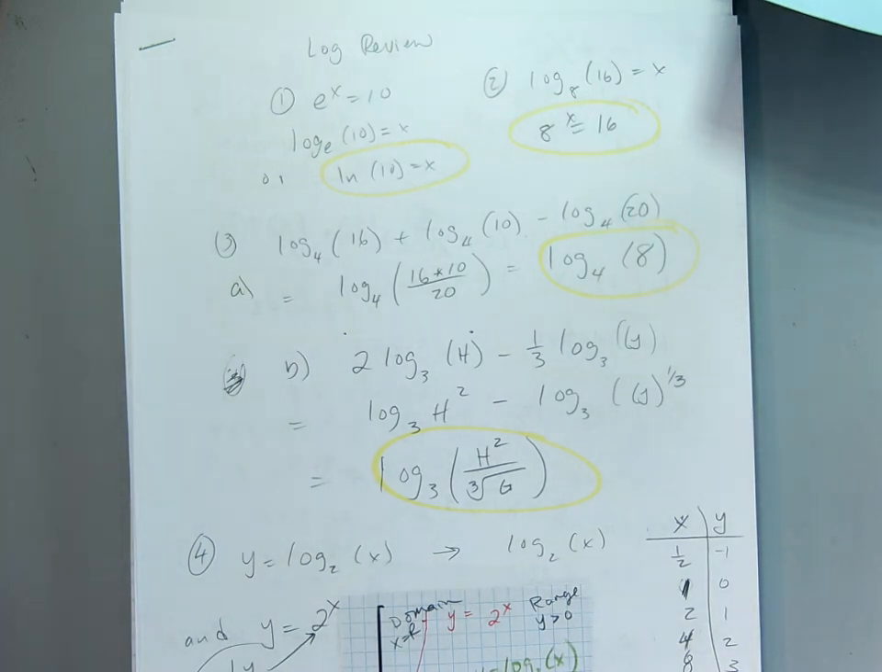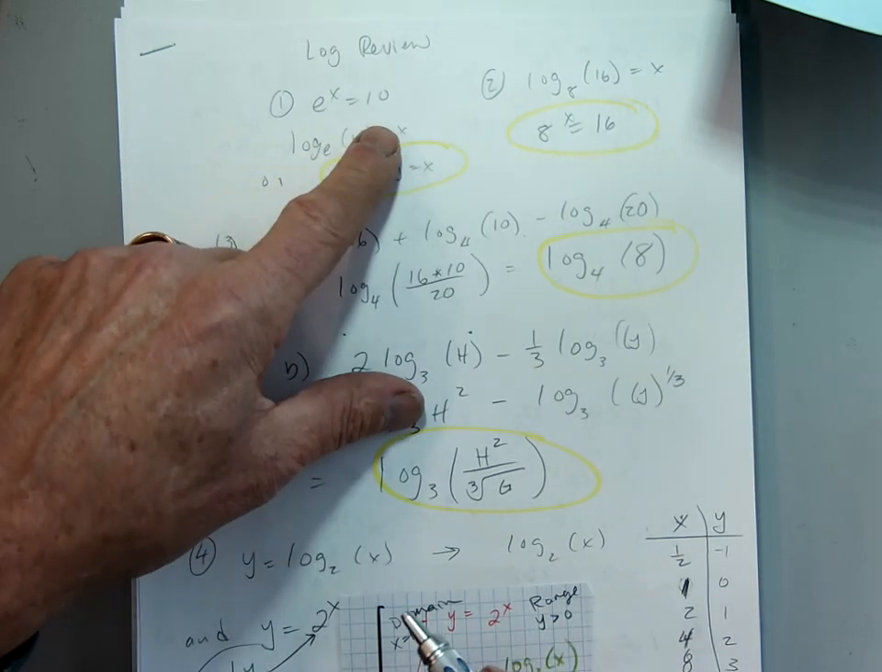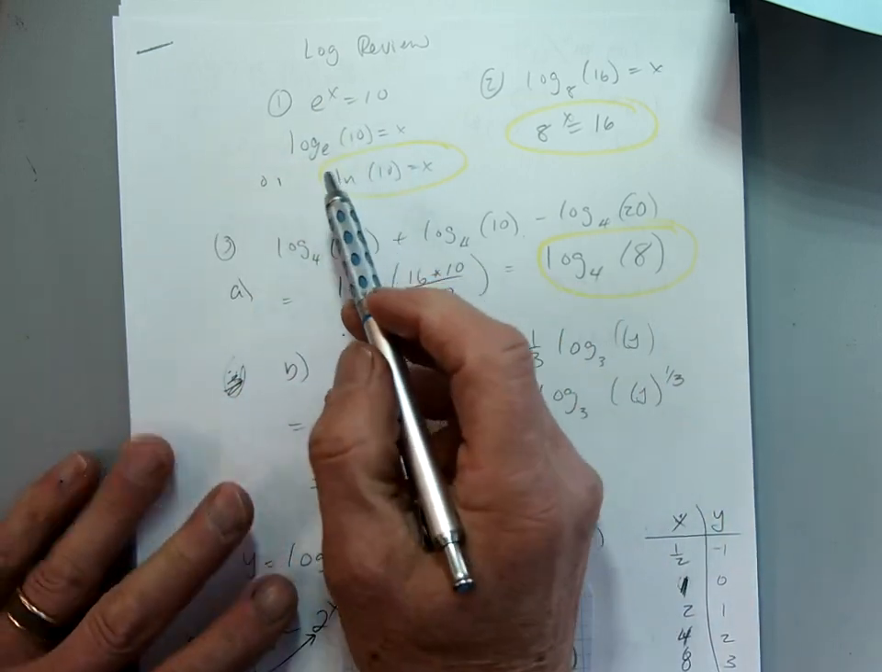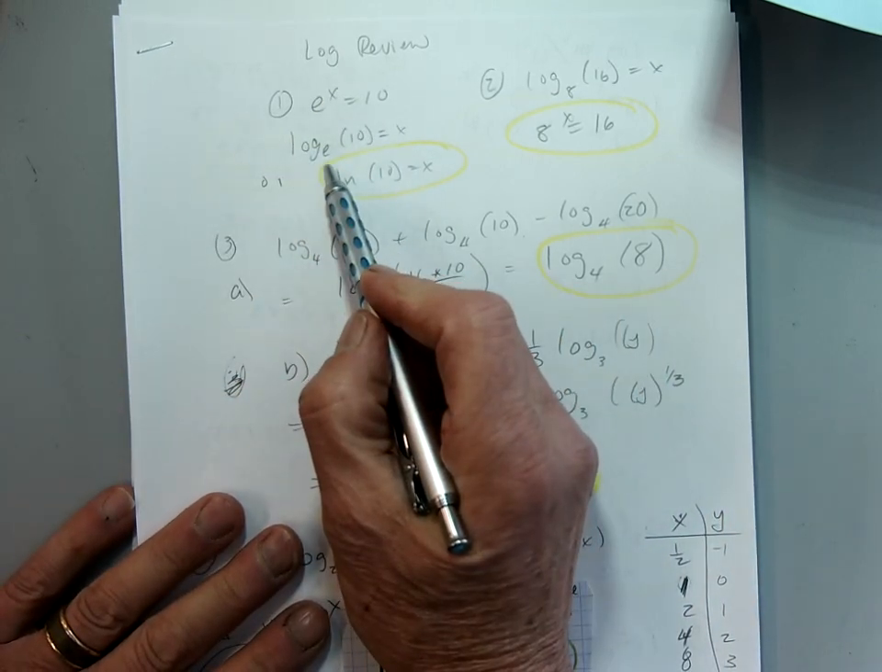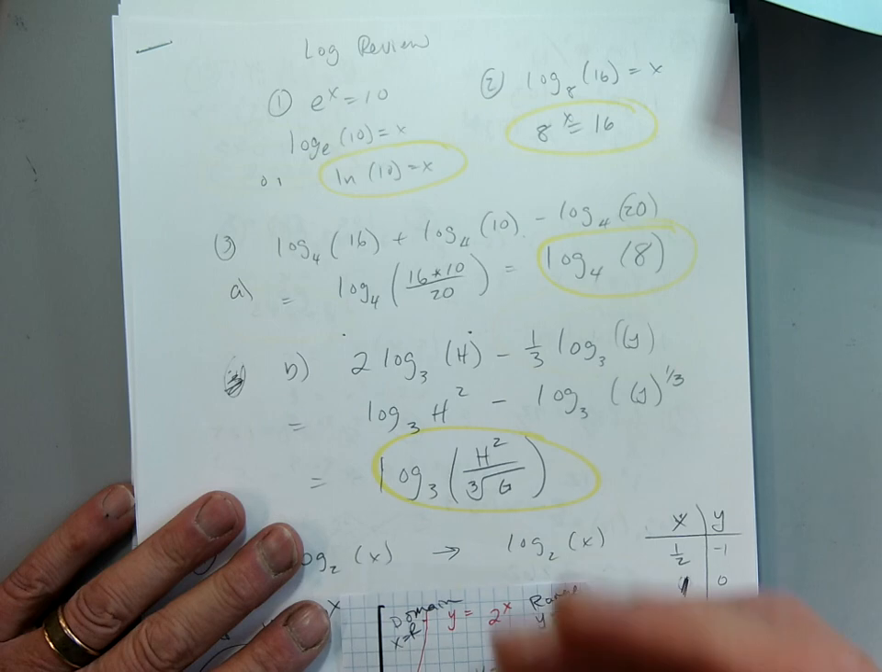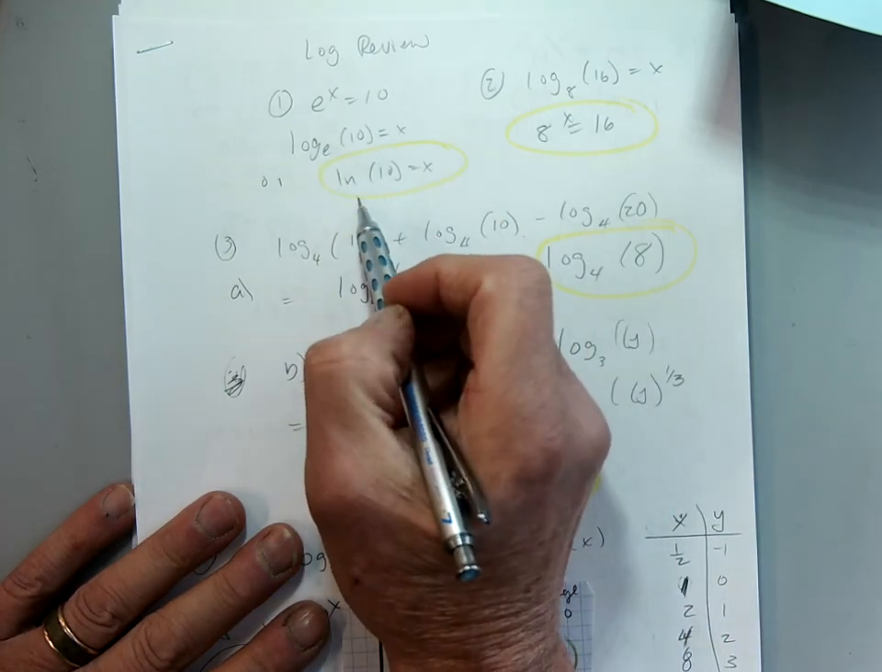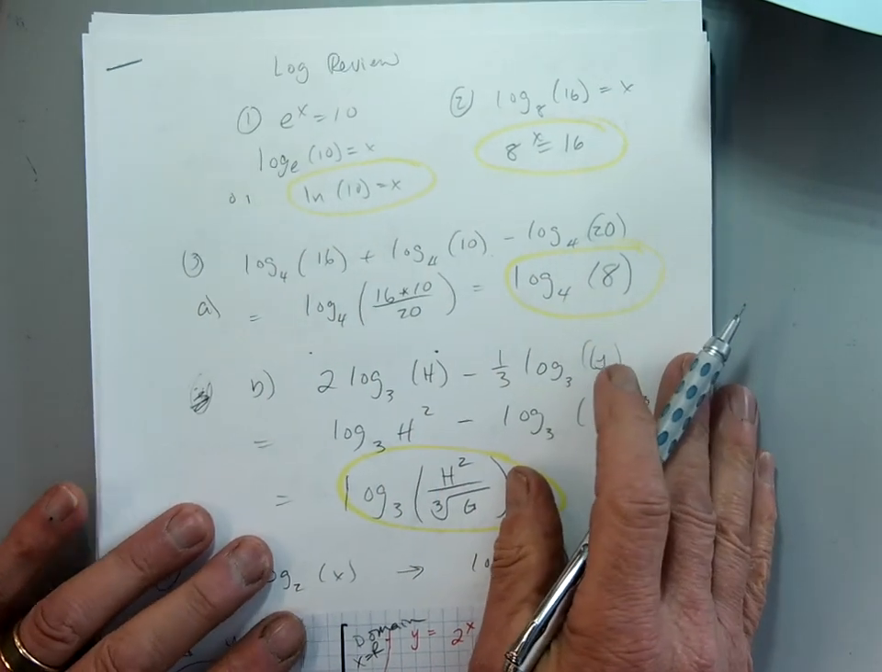Okay, everybody, here is the logarithm review. So let's take a look at it. First of all, number one, e to the x equals 10. I want to change that to log form. So it would be log base e of 10 equals x, but we all know that log base e is ln, natural log of 10.